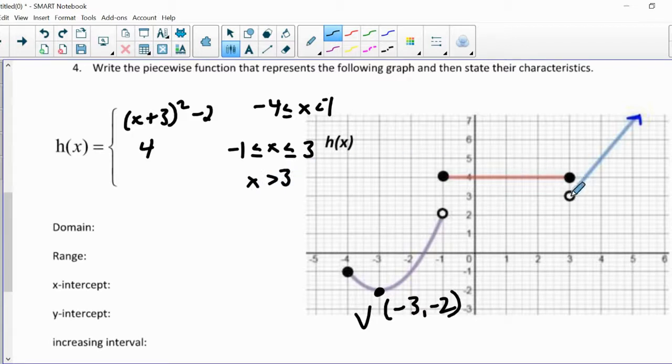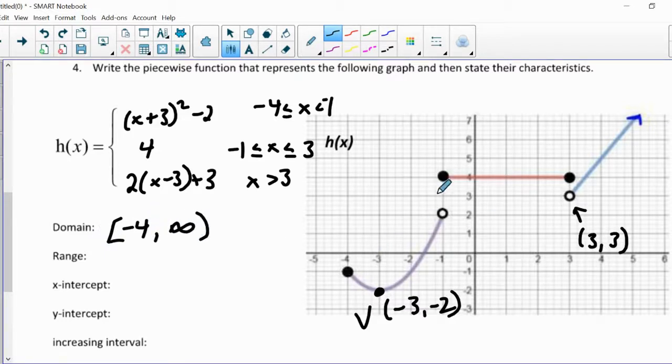I have a line, and I'm probably just going to use kind of a version of point slope, so I don't have to think about it, but the slope is 2, and then the point that I'm going to use is 3, 3. So 2 times (x minus 3) plus 3. The domain of this function is -4 to infinity.